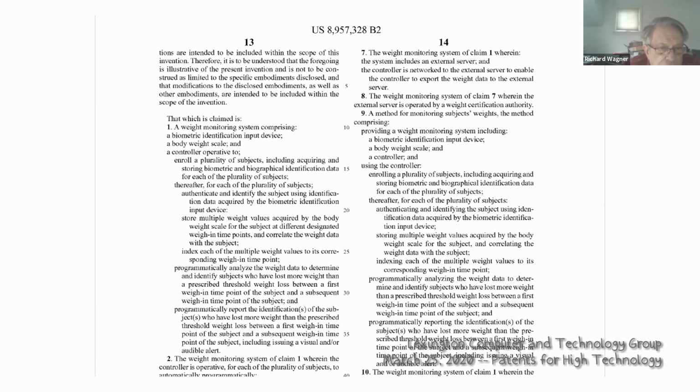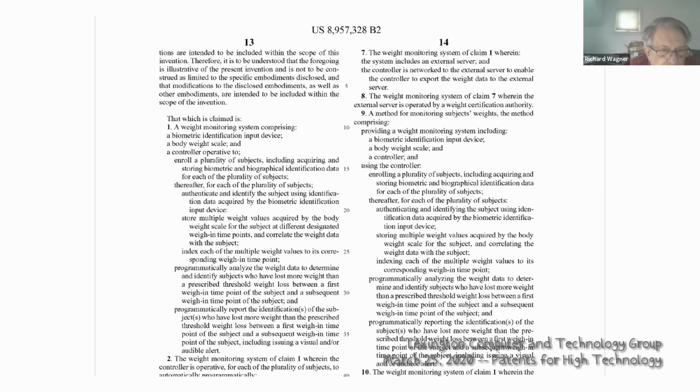A biometric identification input device, a body weight scale. The identification device would be something like a photograph or a fingerprint. A body weight scale, just a scale or some way of weighing someone. And a controller. This is where the computer aspect came in. Operative to enroll a plurality of subjects, including acquiring and storing biometric and biographical identification data for each of the plurality of subjects.